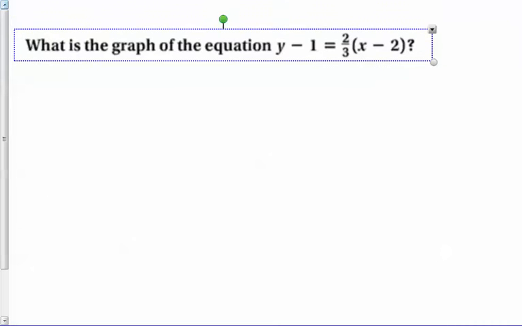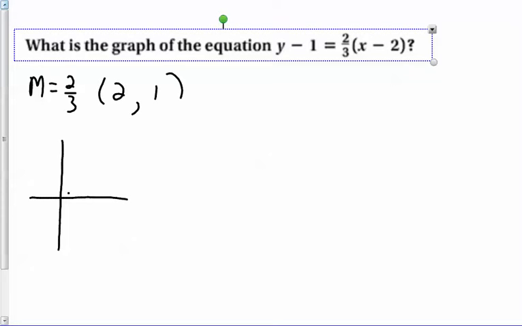All right. What is the graph of the equation y minus 1 equals 2/3 times x minus 2? Well, that's pretty neat because if you think about it, the slope of this line is 2/3, and it has a point x1 comma y1, so that'd be 2 comma 1. So what I can do is graph this. I can draw an x and a y axis. I can go to 2, 1: over 2, and up 1, and put a dot. And from there I can go rise 2, run 3, put a dot. Rise 2, run 3, put a dot. And there is my line.